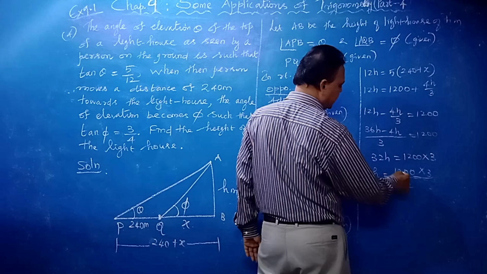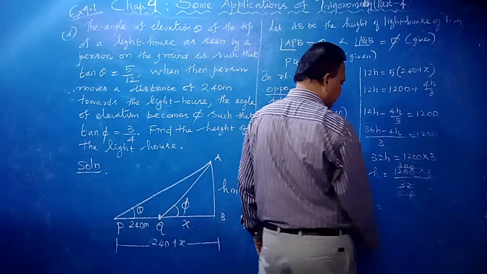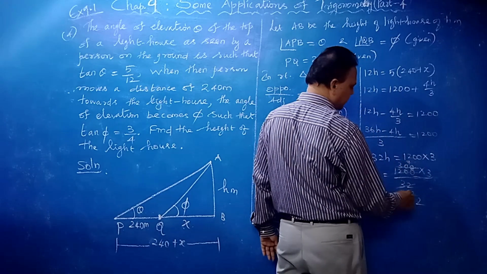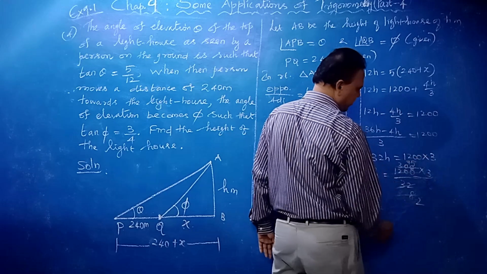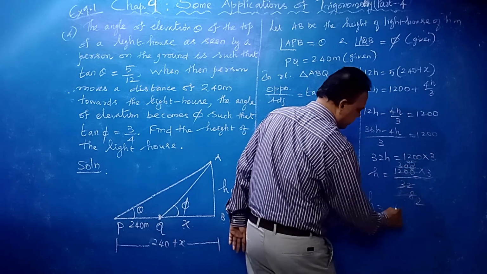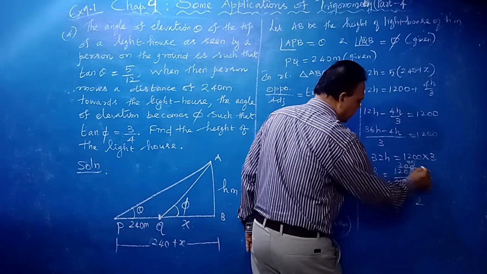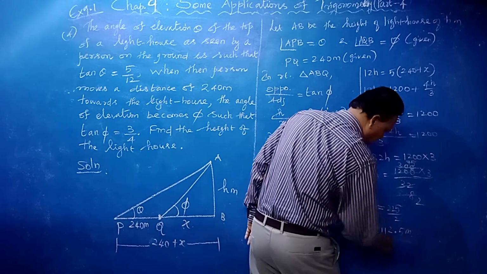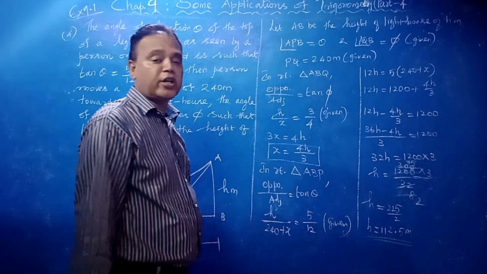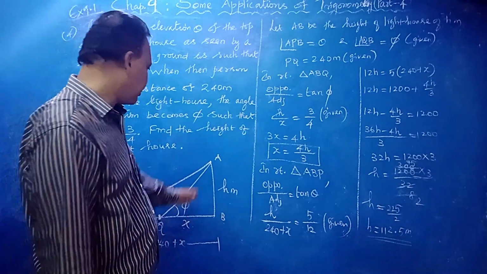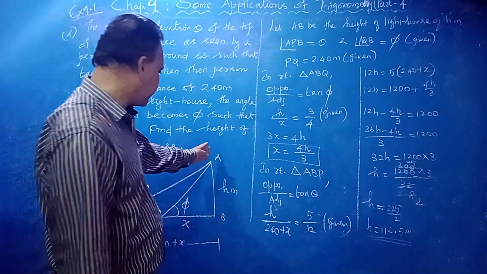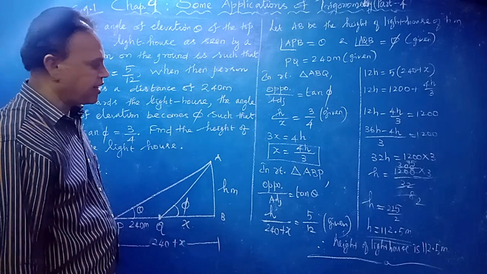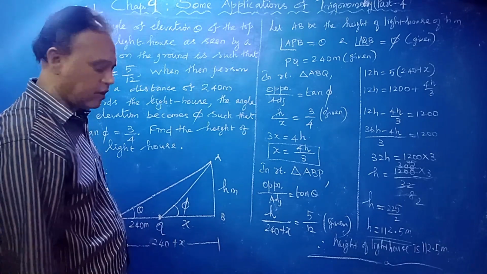Here you can simplify easily in 4 table. You can divide by 4, it will go 2 times. 75 into 3, 225 by 2. That is h is 112.5 meter. That is the height of the lighthouse. Therefore, height of lighthouse is 112.5 meter.